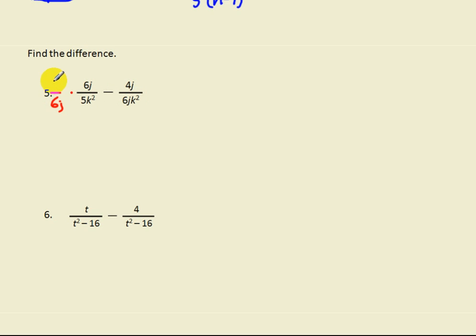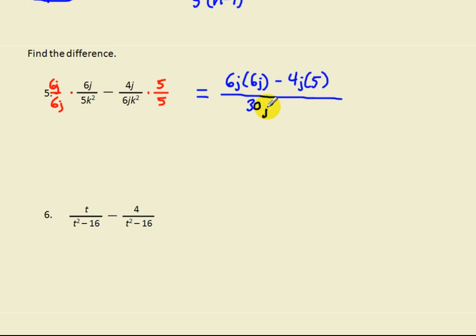So if we multiply times 6j, we'll end up with a 30jk squared here, and we're going to do the same thing over here. We already have a jk squared. All we need to do is multiply this 6 times 5 to get 30jk squared. So we also need to multiply the numerator times 5. So we end up with, we'll have 6j times 6j. I'll go ahead and write this out for now. 6j times 6j minus 4j times 5 all over 30jk squared.